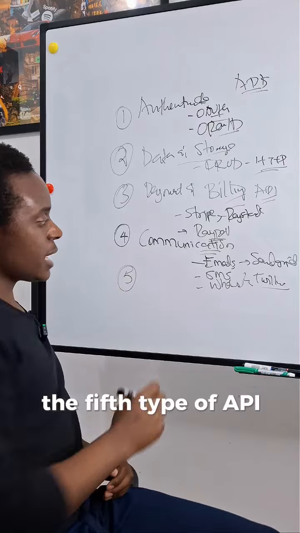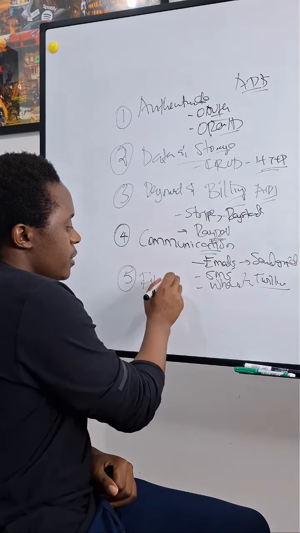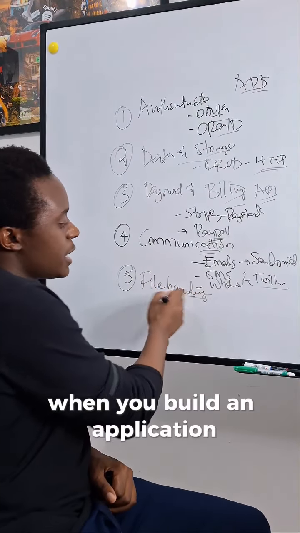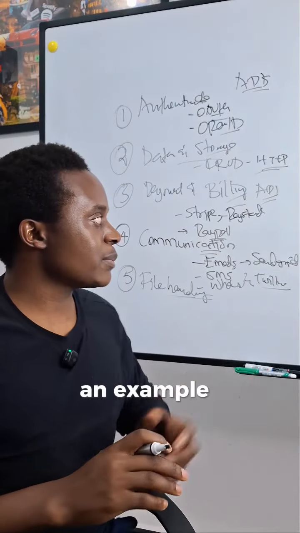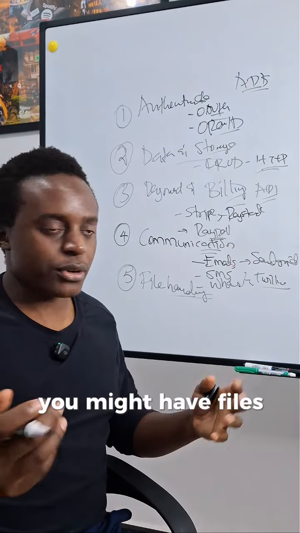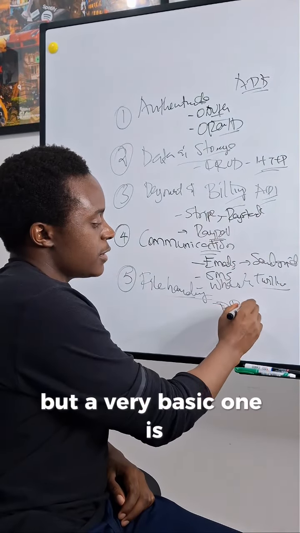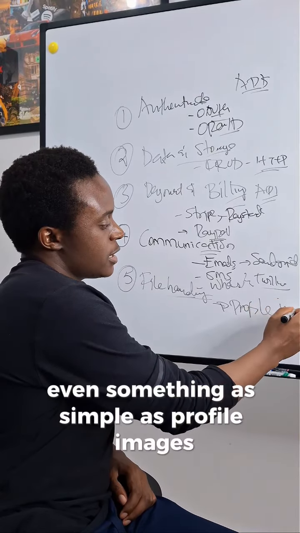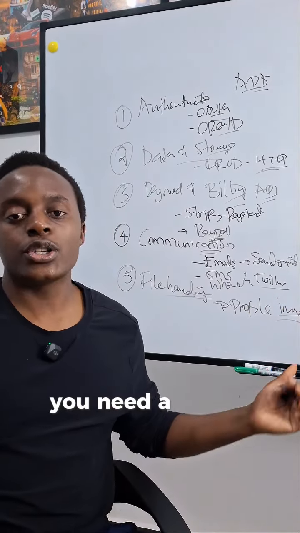The fifth type of API is a file handling API. Let's talk about file handling. When you build an application, at one point you're going to handle files. An example I mentioned is invoicing. You might have files to handle for that. But a very basic one is even something as simple as profile images that are going to be needed in your application. You need a way to handle all of this.